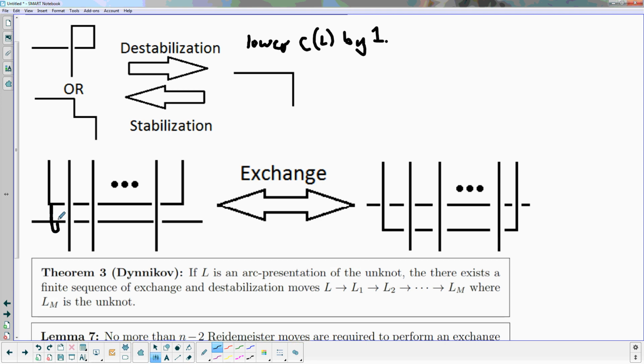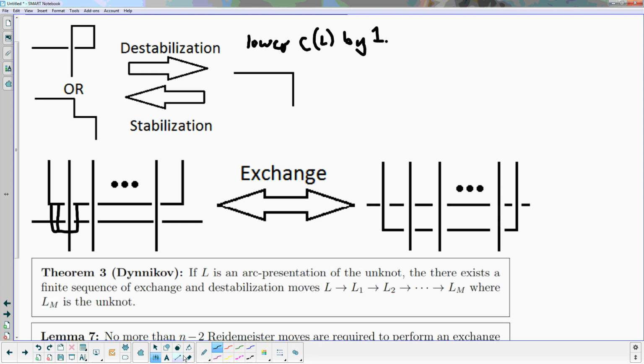You would take a type 2 move here, and then in order to pass this strand through this crossing, this would be a second move, a Reidemeister type 3 move. So those moves continue on down the road until you get to here.